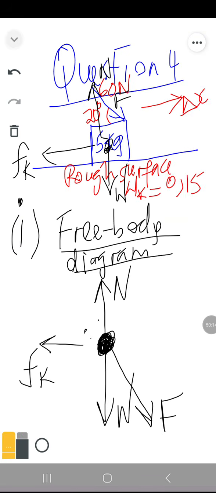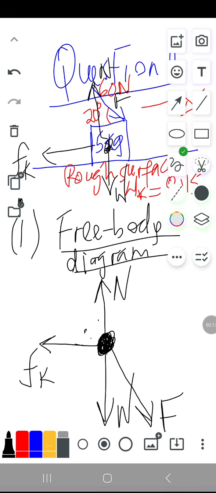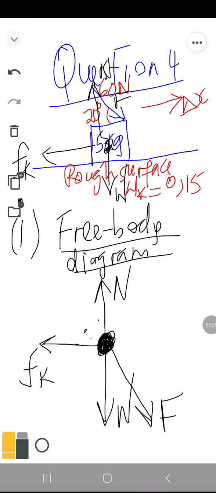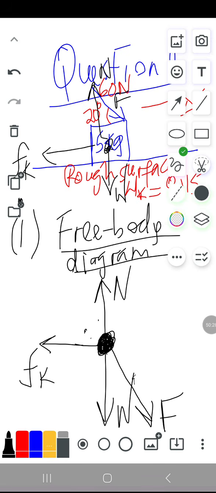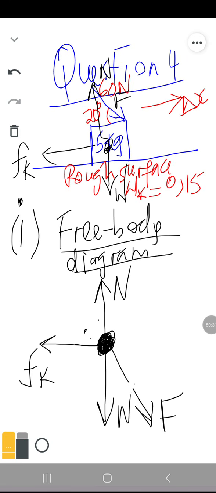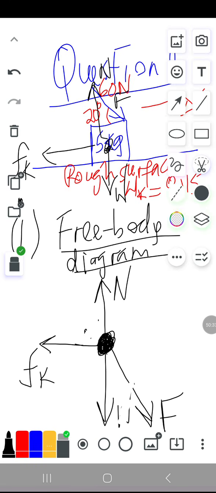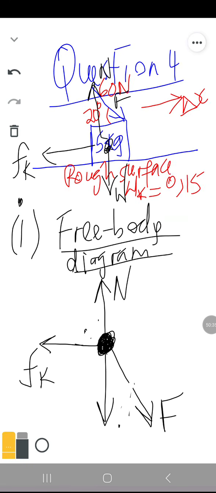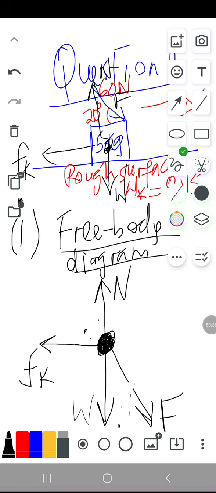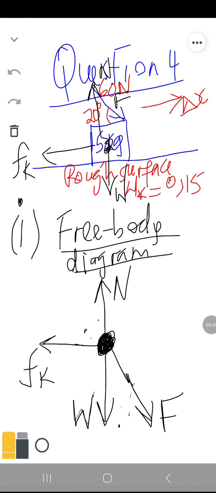Now this one will become your free body diagram. Remember, let me put my weight so that you don't forget. Weight is this one, the force which is moving down. Yes, weight is here, guys. Then force applied, as you can see, is that side. So this one is your free body diagram. Please take your time and try to understand this one. It is very important in this scenario.